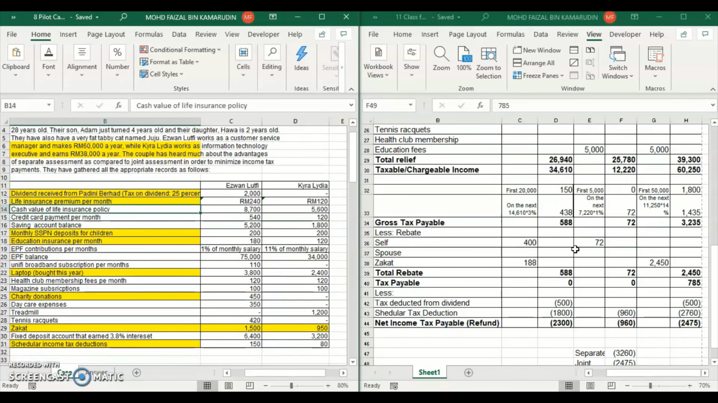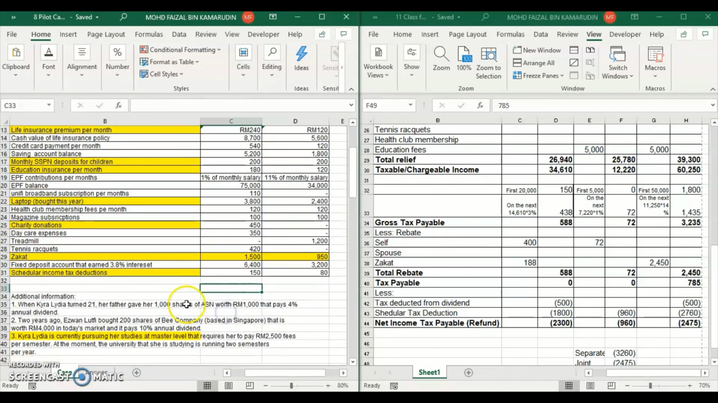So this one we don't take it, right? Please be careful. This is the item that you cannot claim for tax relief. Not all items have to be put here, and some of them we have already claimed, so you have to be smart on that. Make sure that you tackle all the additional information that has been given here, and be careful on zakat and rebate.